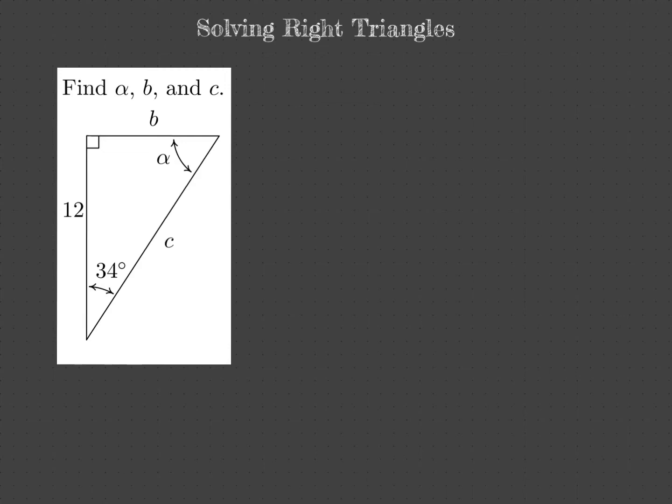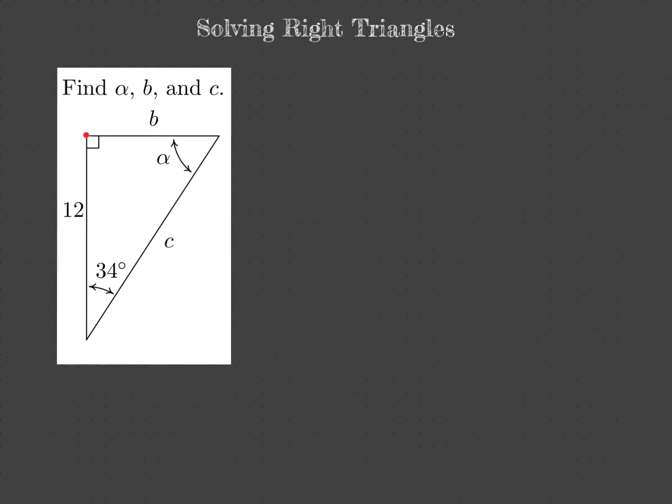Welcome to our video about solving right triangles. To solve a triangle means to find all of the missing side lengths and missing angles. Of course, there are 6 total, 3 side lengths and 3 angles in all triangles. But we are given some information to start, so we won't have to find 6 total things.